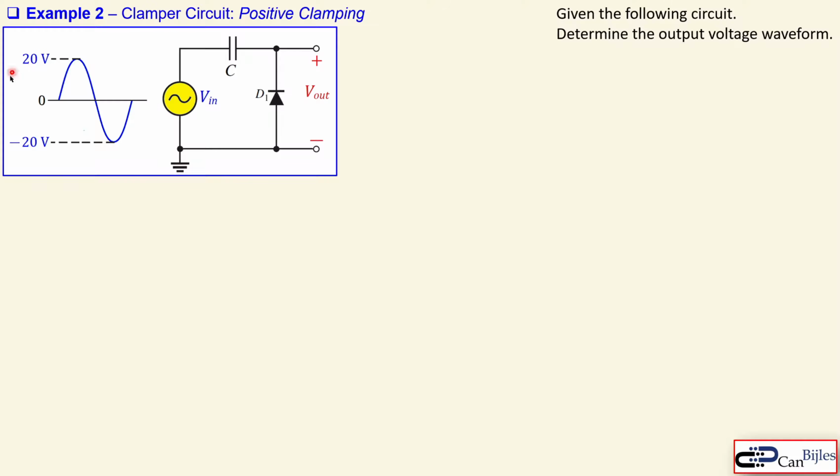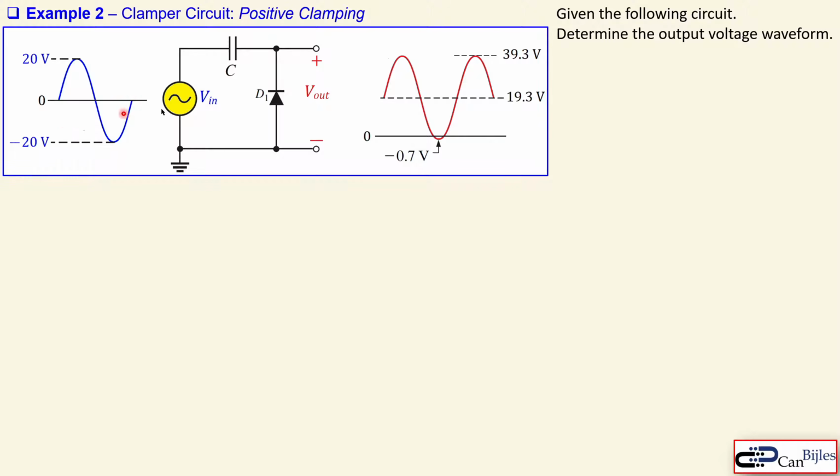So it's the exact same input voltage. So now we look at our output waveform. You see now it is going up almost 40 volts, but 0.7 volts down. And also we don't start at 0 volts, but we start 0.7 volts lower. And we have also here our 19.3 volts as our average value here.